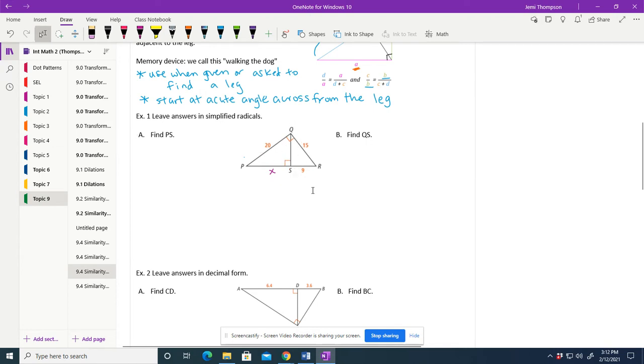I'm going to walk the dog. Technically, on this problem, because I have both legs, I could walk the dog from either end. It's going to be easier if I start at P. So you can still do it from the other side, all right? And this isn't something you'd be able to recognize until you've had some practice here, but it's going to be easiest to walk the dog from P.